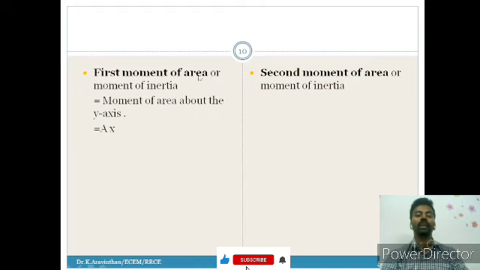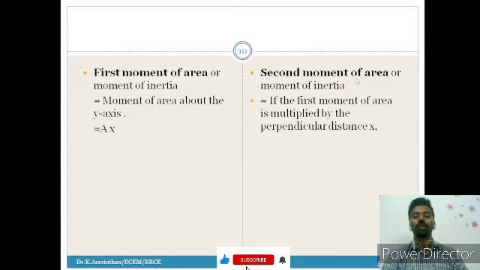Moment of area, as the name represents: if you multiply area into a distance x, that is the first moment of area. If you need the second moment of area for a particular area, you have to apply area into x square. That is, for the second moment you have to multiply x twice. So x into x will become x square, the second moment of inertia. This is the concept behind the first moment of area and the second moment of area.